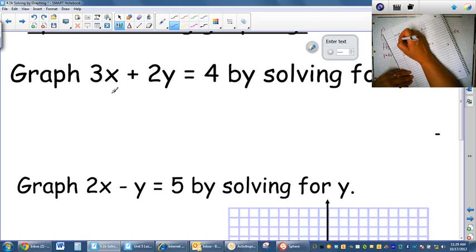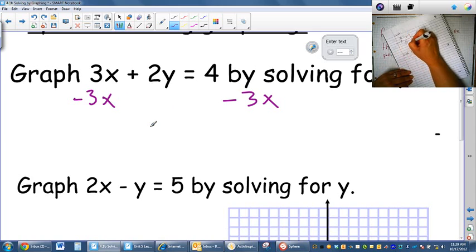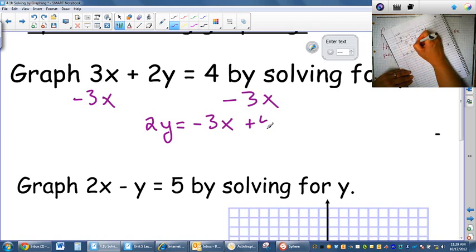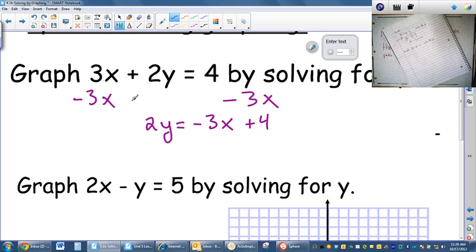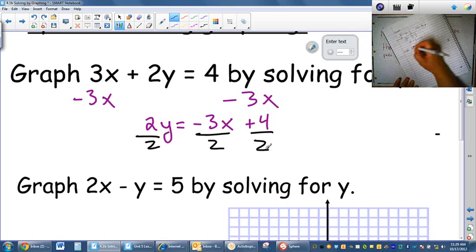Step number one, the first one. What am I going to do to get y by itself? Okay, I want to subtract 3x from both sides. I now have 2y equals negative 3x plus 4. To get the y by itself, I need to do what? Yeah, divide by 2, divide by 2, and divide by 2. The equation that I'm going to graph now is y equals negative 3 halves x plus 2.